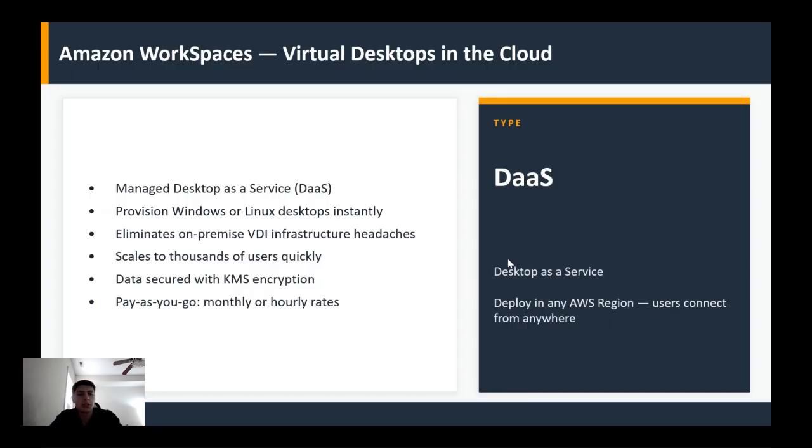Okay, first up is Amazon WorkSpaces. This is AWS desktop as a service. Basically, instead of buying and managing physical desktop machines for your employees, you just provision a virtual Windows or Linux desktop in the cloud. It's super useful for companies that have remote workers or that want to get rid of their on premises VDI infrastructure.